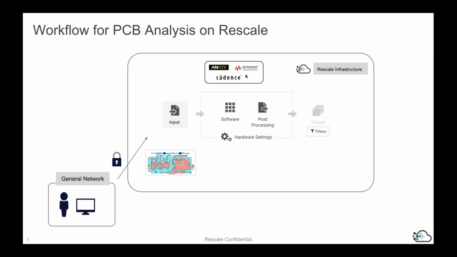So the user would upload his PCB input file, and after that the next step is to choose the software of choice. For example, you might want to analyze this using HFSS, SIwave, or Sigrity. The choices are plenty, and it's up to the user to pick whatever he wants. After that, we can pick any type of hardware. It could be a few cores, high memory nodes, or ones with GPU. So you have all the different options ready to go. Once you pick both of them, that's pretty much it. We are ready to run the simulation, and once the simulation is done, we can do the post processing.